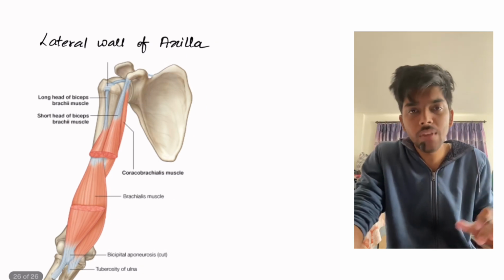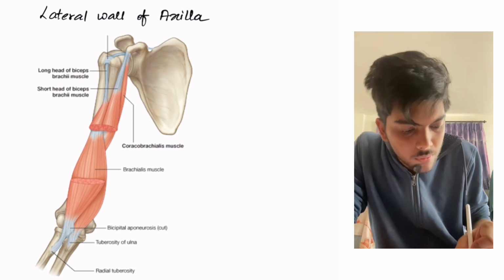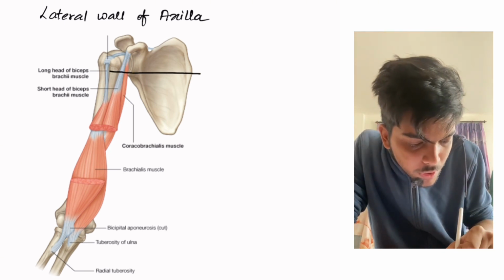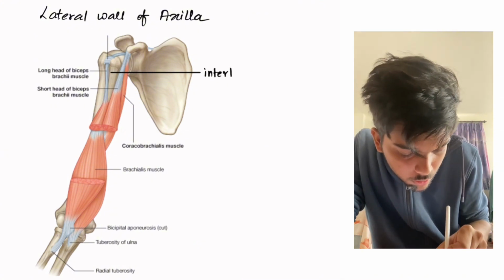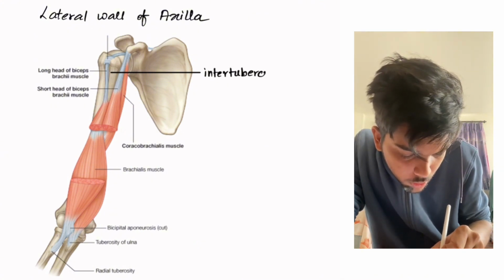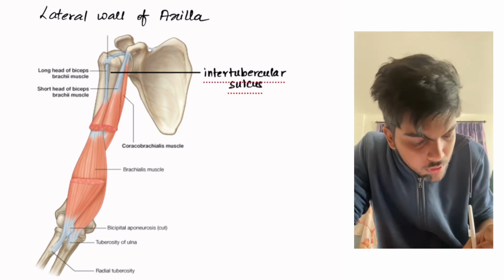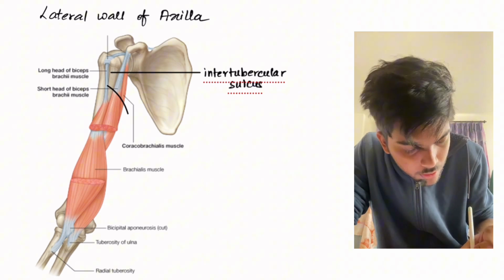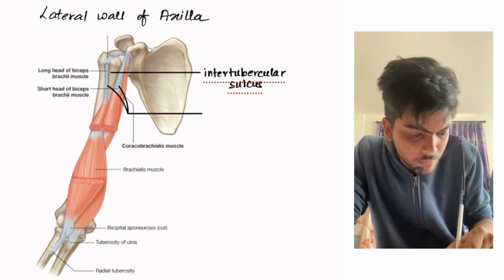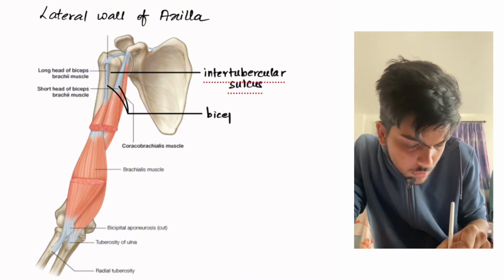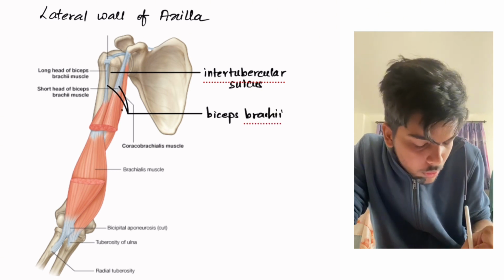The lateral wall of the axilla is bounded by following structures. Number one, the sulcus that is present in between the tubercles of the humerus, called the intertubercular sulcus. Both the long head and the short head of biceps brachii, as well as the coracobrachialis muscle.